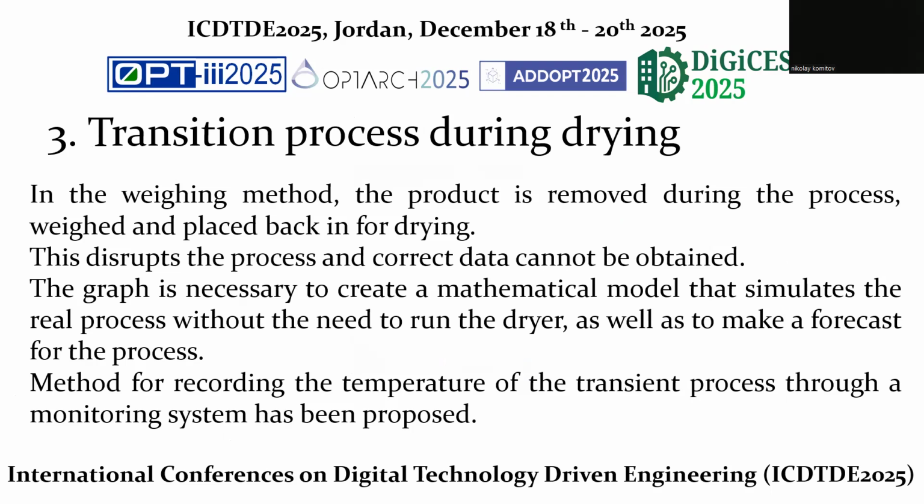Transition process during drying. In the wetting method, the product is removed during the process, wetted, and placed back in for drying. This disrupts the process and correct data cannot be obtained. The graph is necessary to create a mathematical model that simulates the real process without the need to run the dryer, as well as to make a forecast for the process. A method for recording the temperature of the transient process through a monitoring system has been proposed.